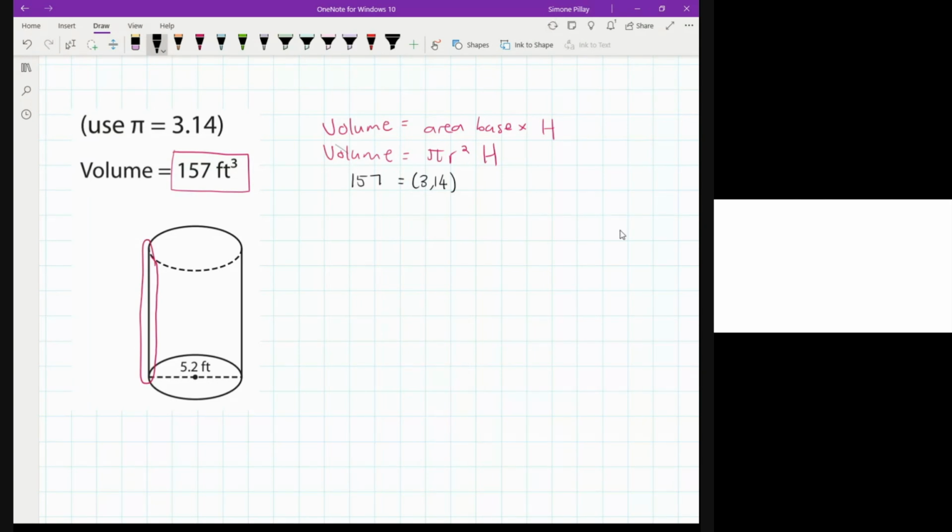If you didn't know, my diameter is equal to 2 times my radius. My formula calls for the radius. So if I have that my diameter is 5.2, it means that my radius can be solved with this equation. And tell me, guys, what are you getting for our radius?